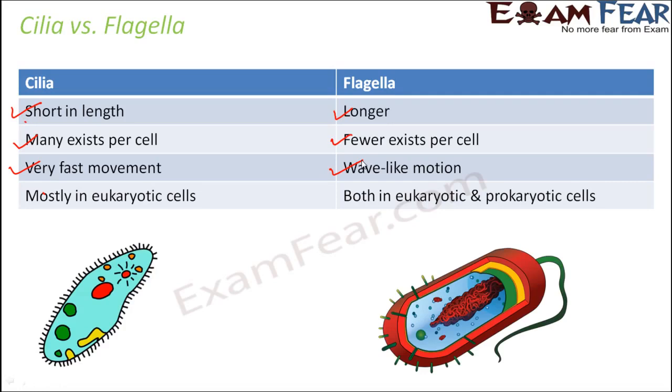So let us look at this example. This is a paramecium which has cilia all over its body. You see they are short in length but they are many in number. Whereas if you look at this prokaryotic cell, a bacterium, it has just one flagellum which is long but lesser in number. Only one exists.